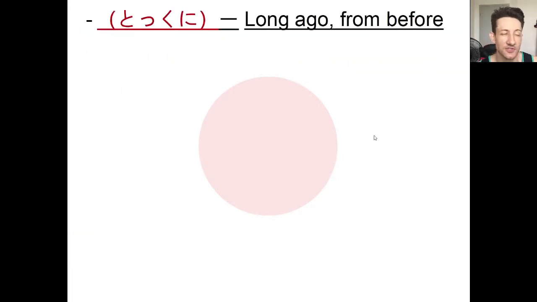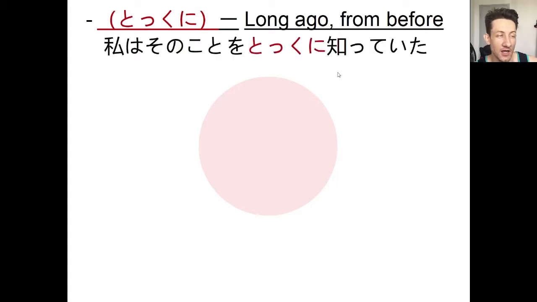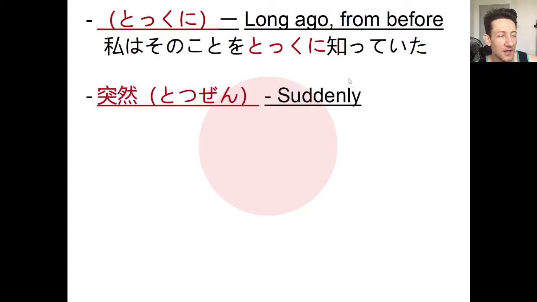So first, just like we saw in our answer, we had とっくに, which means, long ago or from before. So we can say, for example, 私はそのことをとっくに知ってた. So I knew that from before. I knew that since a long time ago, right? Like I already knew that. とっくに知っていた.